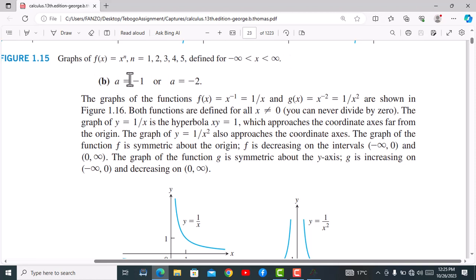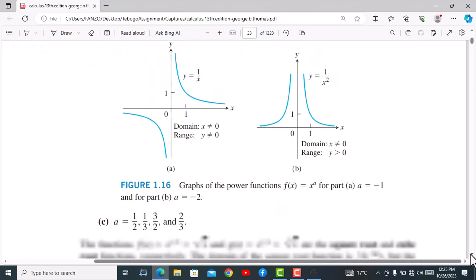So when a is -1 and a is -2, let's see what is happening. The graphs of the function f(x) = x^-1, which is equal to 1/x, and g(x) = x^-2, which is equal to 1/x², are shown in the figures. They are shown in here.